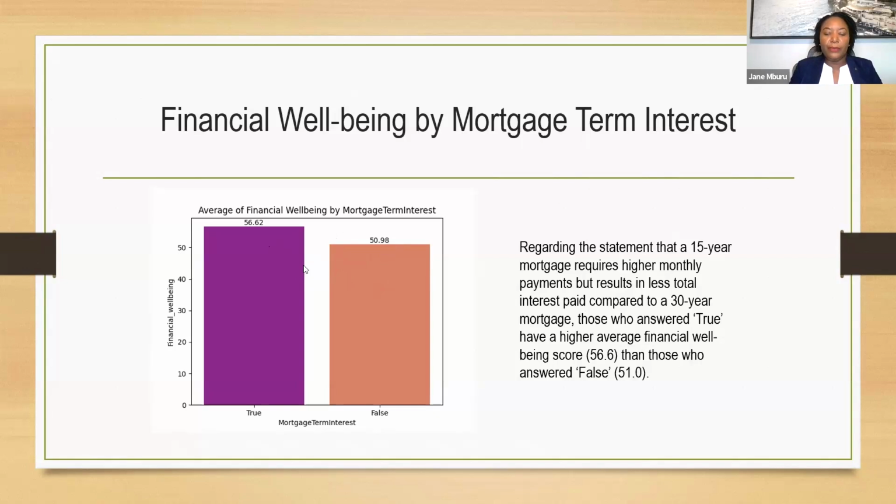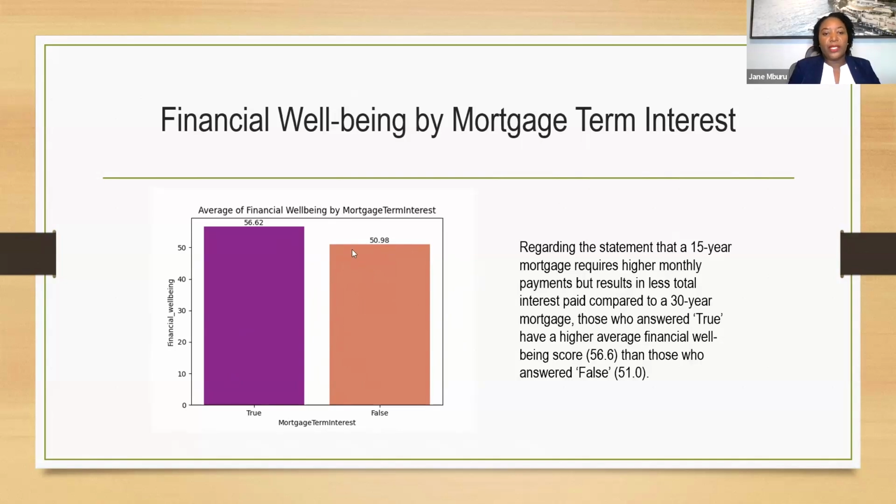In order to answer my first question, which was about how individuals' knowledge and beliefs about certain financial concepts affect individuals' financial well-being, I did create several scenarios, but for the case of this presentation, I'm only going to touch on this one, which is a chart that shows financial well-being by mortgage term interest.